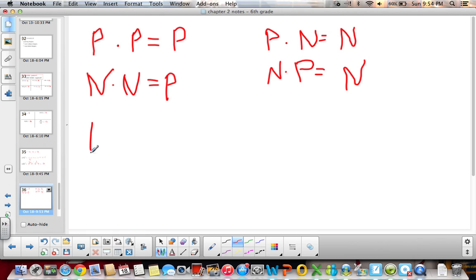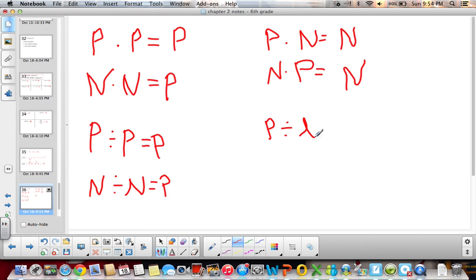And then the same goes for division. Positive divided by positive, which we know from way back when, equals positive. Negative divided by negative equals positive. And then same for here. Positive divided by negative equals negative. And negative divided by positive equals negative. So again, same signs, positive, different signs, negative.